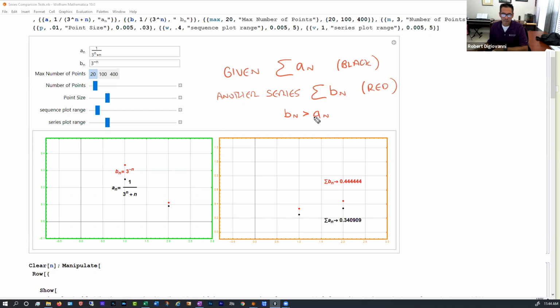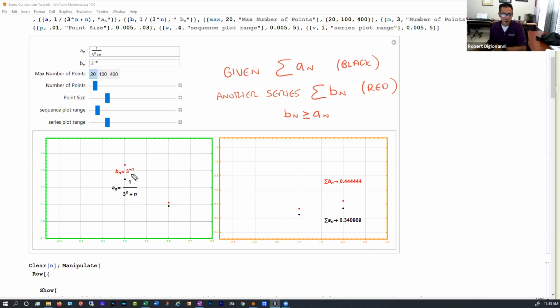What does that mean? Graphically here in this picture, what does it mean? If I tell you that this other series that I'm looking at, the b sub n, is greater than, I'll even say greater than or equal. What does this mean? This sequence is always bigger than that sequence, right? So in the picture, the red dots are always above the black dots, right?